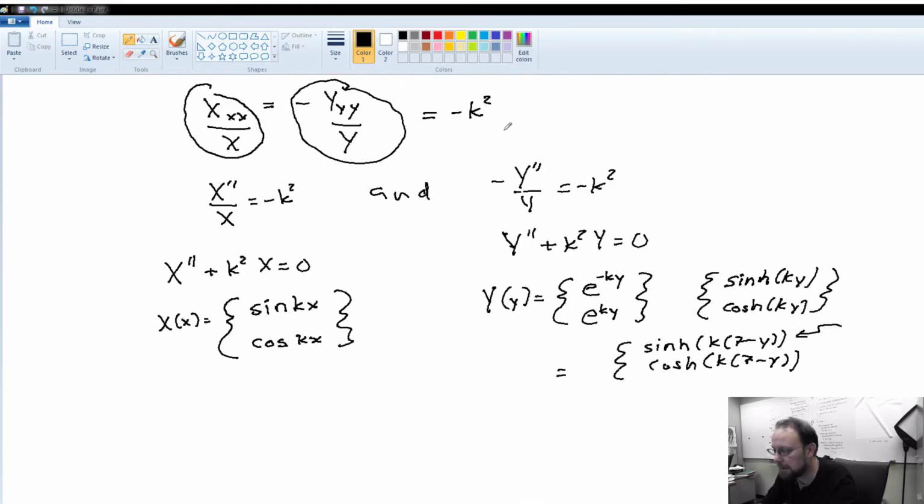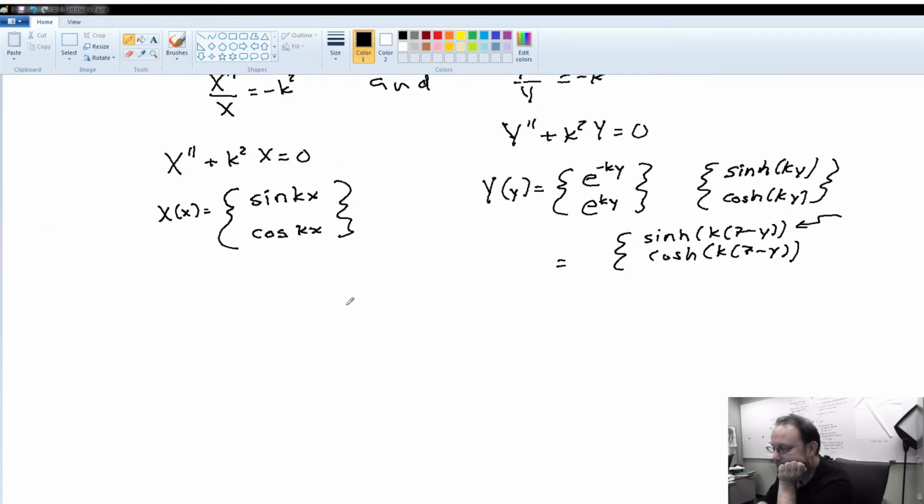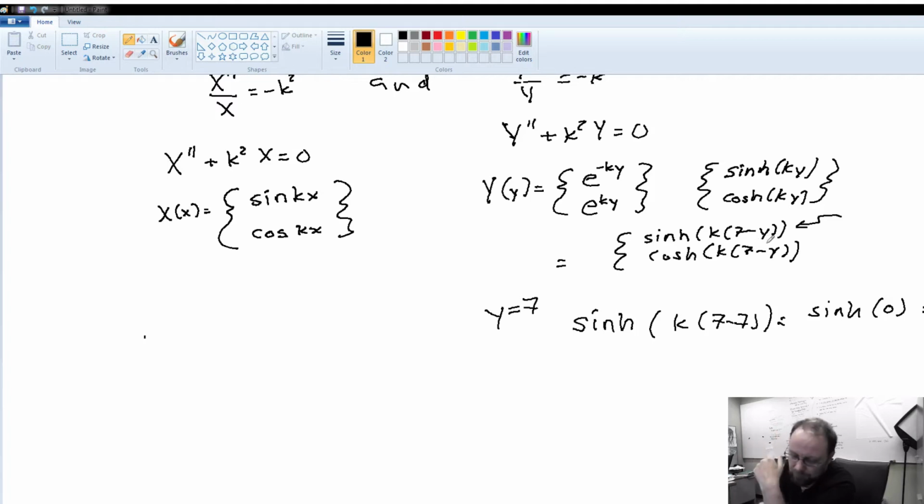So let's come back here and just write that. Notice that when y is 7, we're going to get sinh of k times (7 minus 7), so sinh of 0, which we all know is 0. So what we're doing is choosing a convenient way of writing our fundamental solutions to this differential equation so that our boundary condition is satisfied. Now, cosh of 0 is 1, so that won't work, but we'll throw this cosh out.